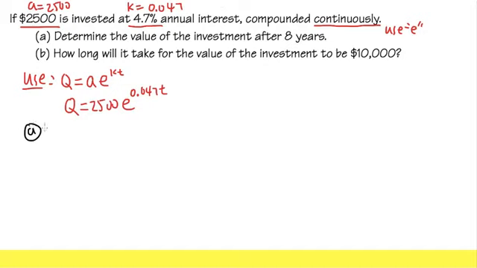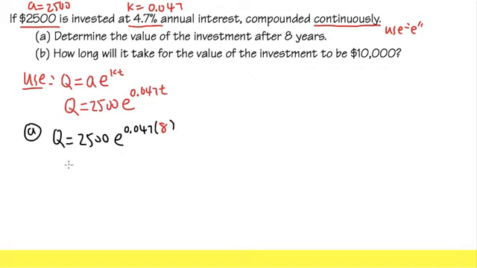And now, part A, it says, find the value of the investment after 8 years. Well, I just have to plug in t is equal to 8 right here. So Q is equal to 2,500 times e raised to the 0.047, and the t is 8. So I just have to put that in here.